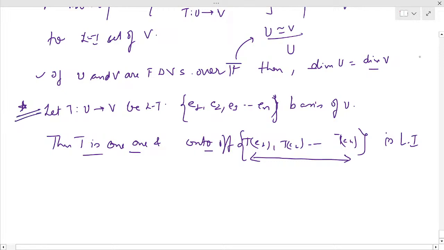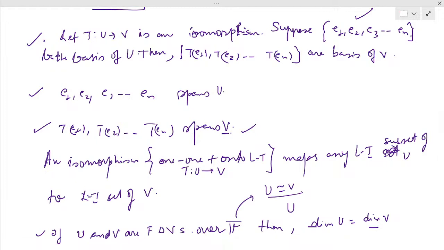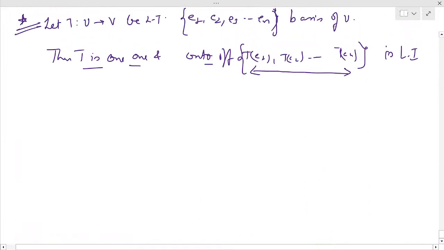One thing I already told you: if T is an isomorphism, that is, a 1-1 and onto linear transformation, then E1, E2, ..., En get mapped to TE1, TE2, ..., TEn. If these are the bases of U, these are the bases of V. Now think about another one. If E1, E2, ..., En are bases of U, and you find TE1, TE2, ..., TEn and they happen not to be linearly independent, then T can never be 1-1 and onto. These are some of the important things you should remember.